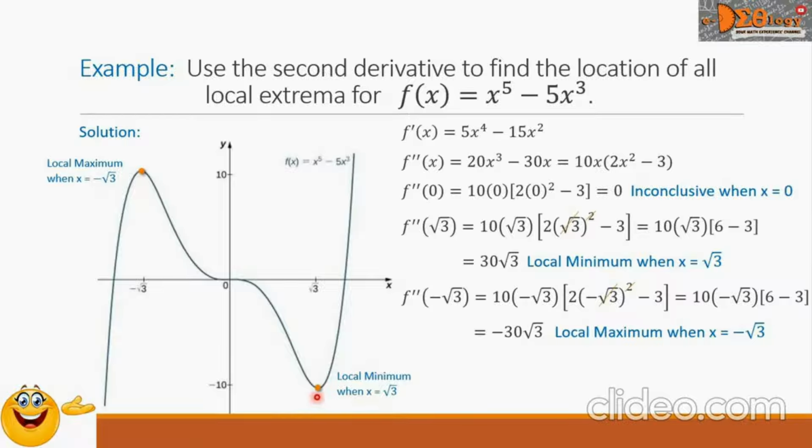Also, there is a local minimum when x is equal to square root of 3. This is the point. And then, there is no local extremum when x is equal to 0. This is the point. This is now our final answer.